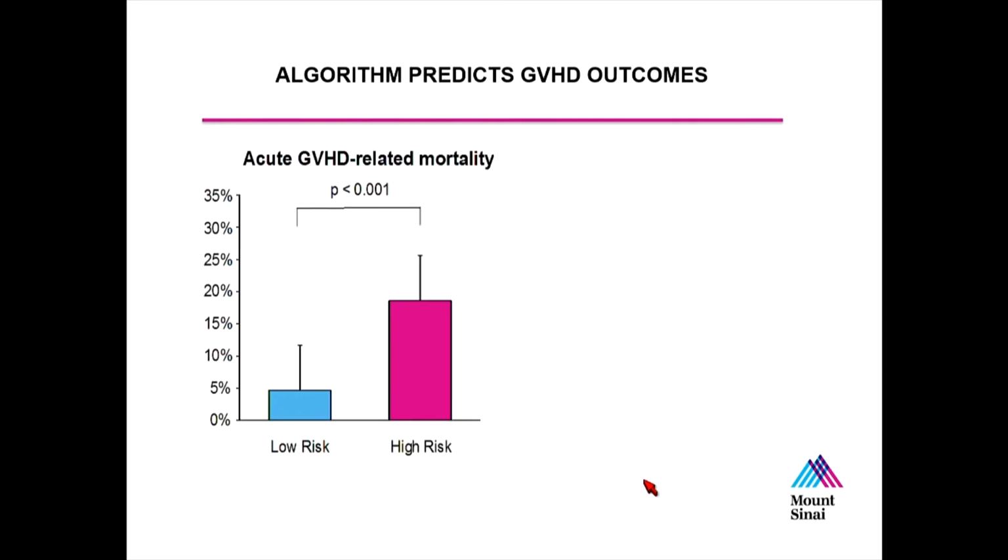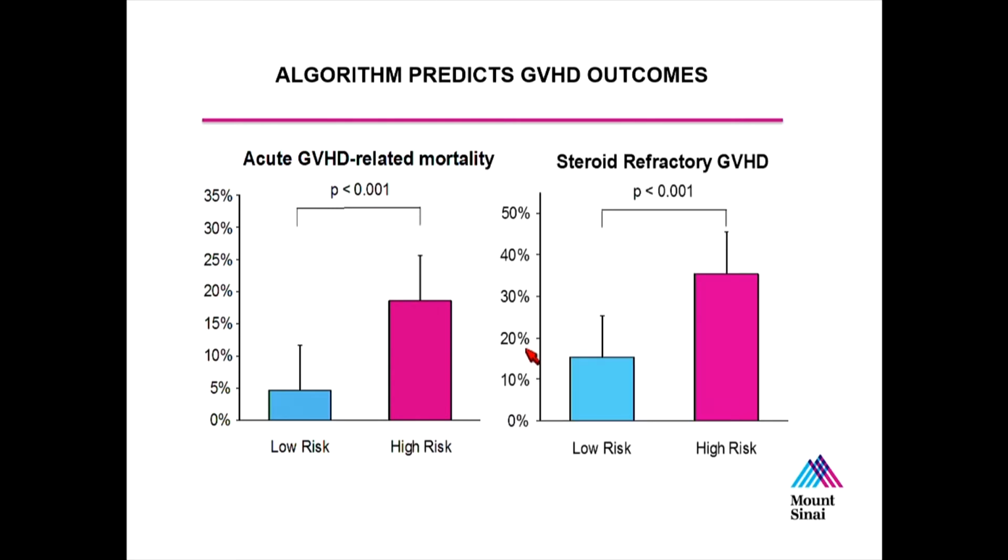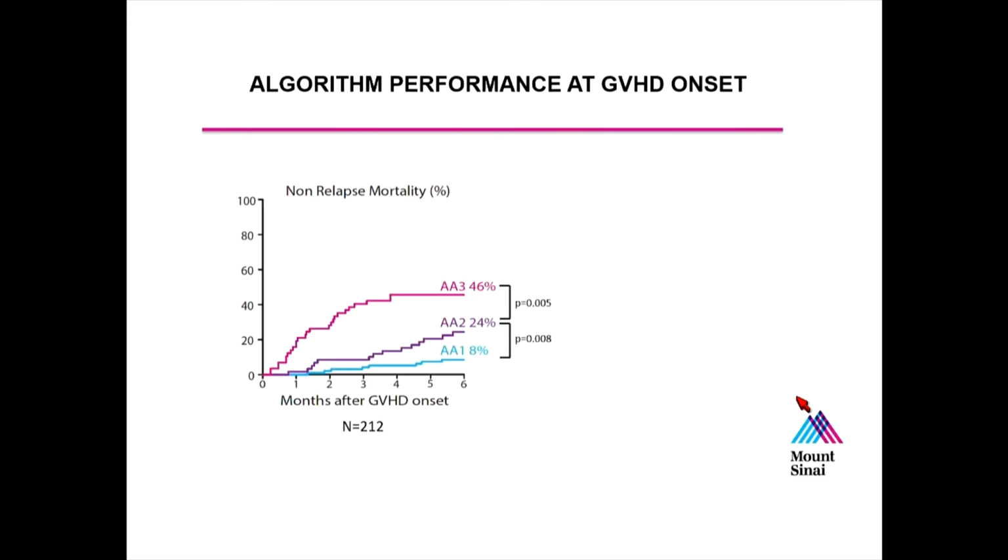As you would expect, these algorithms do indeed predict specific GVHD outcomes. So this is acute GVHD-related mortality, which we define either as death from GVHD or death from infection while being treated for GVHD. So that's approximately 4-fold higher in the high-risk group. And here is steroid refractory GVHD. The difference is also approximately 3-fold higher in the high-risk group. Those were day 7 samples.